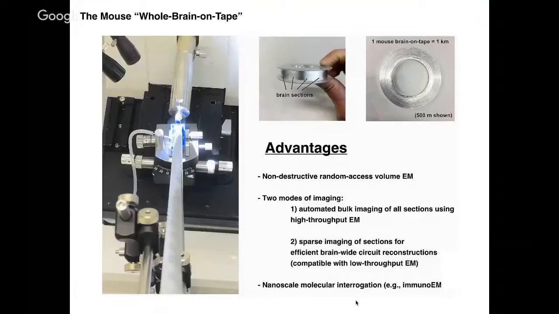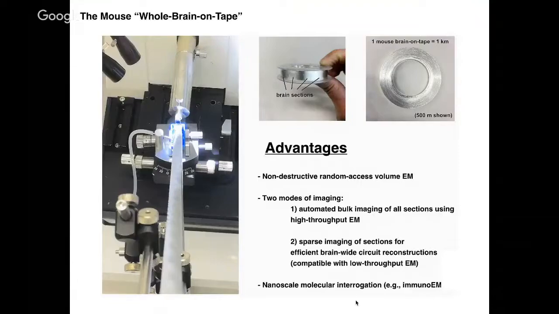So I list 3 advantages relative to other volume EM techniques, such as FIB and the serial block face technique. For instance, it's a non-destructive technique that allows for random access volume EM. By non-destructive, I mean, once the brain is on tape, it's always on tape. You can go back and re-image it at high resolution if need be. If there's some ambiguity you're trying to resolve, it's not a problem.